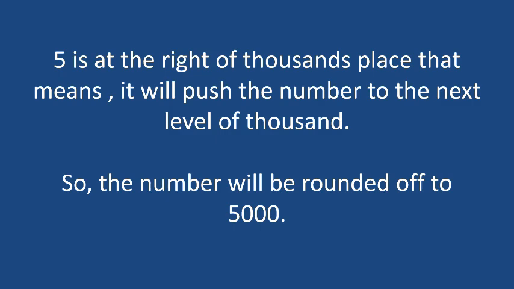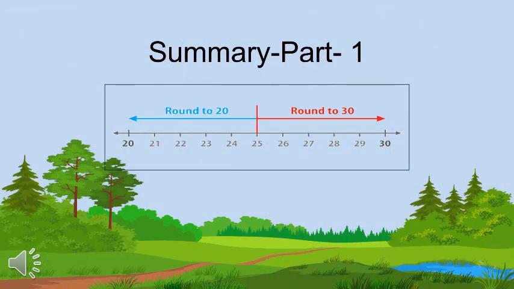Let us revise rounding off through number line. First, let us take example of 24. As we know that while rounding off, we see the digit to the right of the place. As in 24, 4 is less than 5. So 24 will be rounded off to 20. But if you are going to round off 27 to the nearest 10, it will be rounded off to 30 because 7 is more than 5.